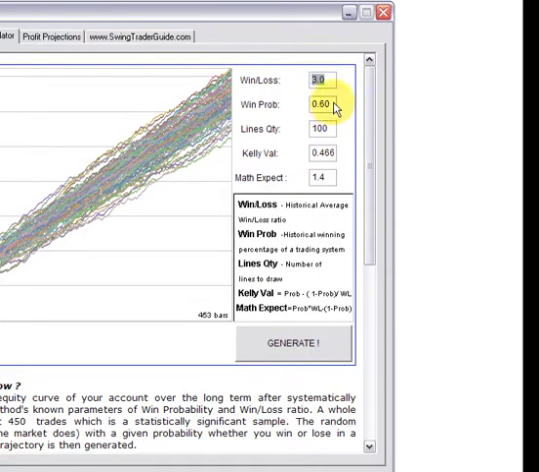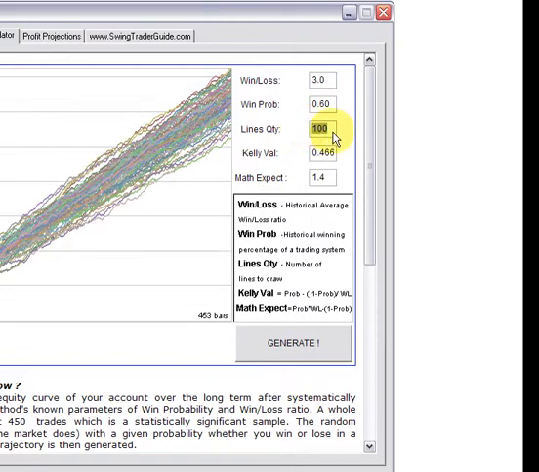And then win probability, this is your winning percentage. So in this case here, it means that I'm winning 60% of my trades. It's in decimal format. Lines quantity, that would be the number of accounts, or you can think of it as number of traders.